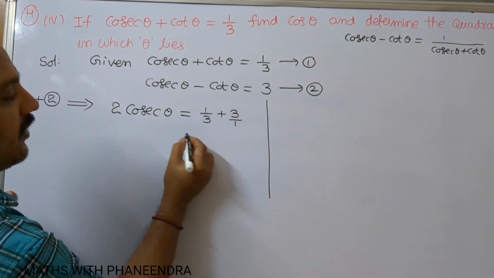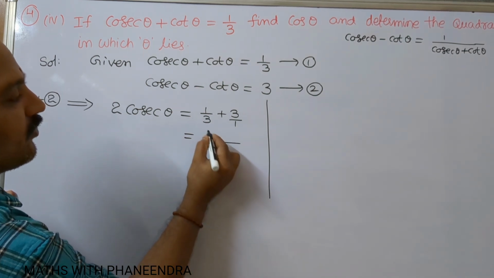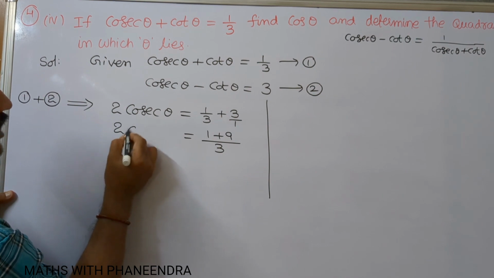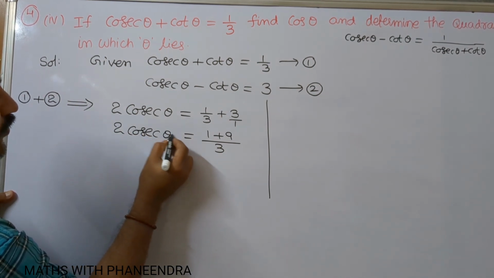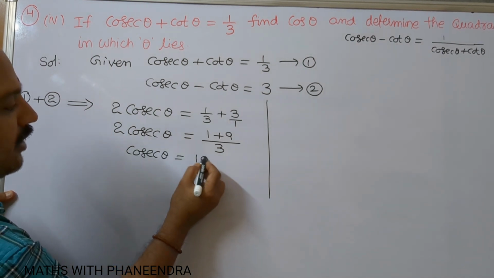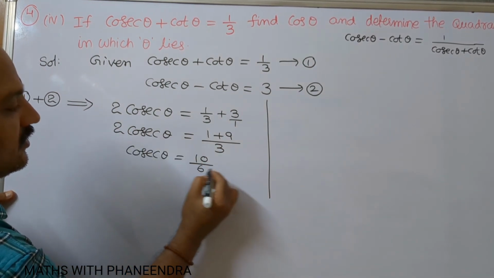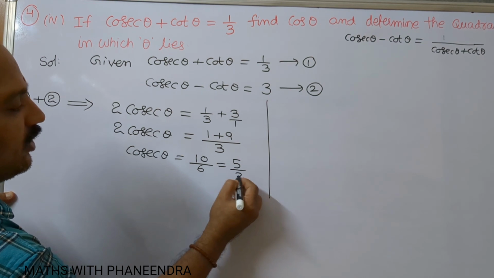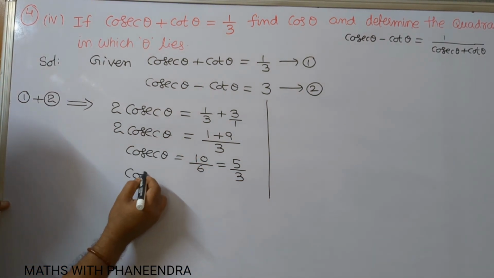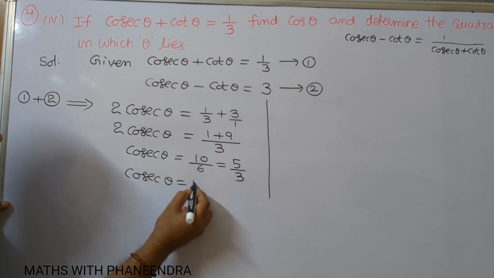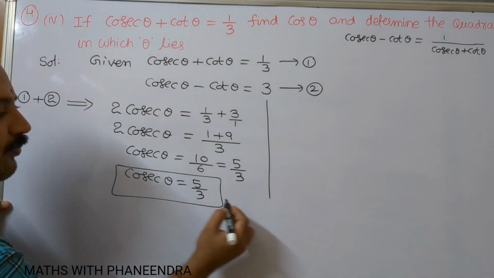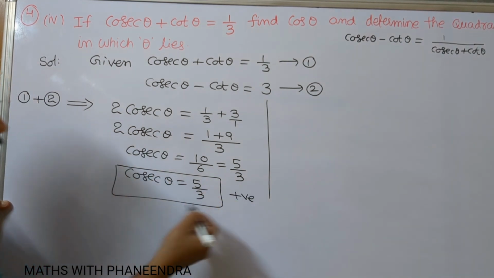3 means 3 by 1. Take LCM 3: 1 plus 9. So 2 cosecant theta equals 10 by 3, and cosecant theta equals 10 by 2 into 3, 6. It comes as 5 by 3. So the cosecant theta value we got here is 5 by 3, absolutely positive. We are getting a positive value.